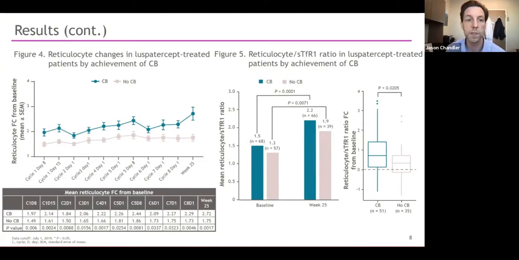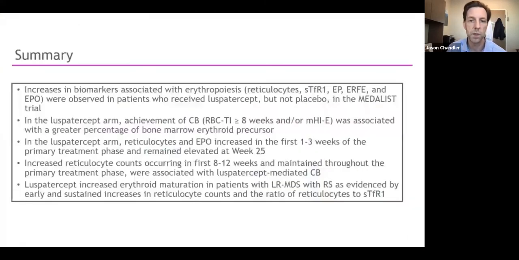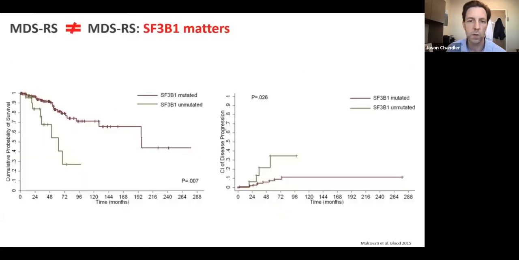So this is low-risk MDS patients. So it seems to allow some of these biomarkers for erythropoiesis, and it definitely reached its endpoint of reducing the requirement for transfusions. Those patients that were transfusion independent at 8 weeks was one of the endpoints that it did reach. So going on, there is this mutation that keeps appearing, SF3B1.